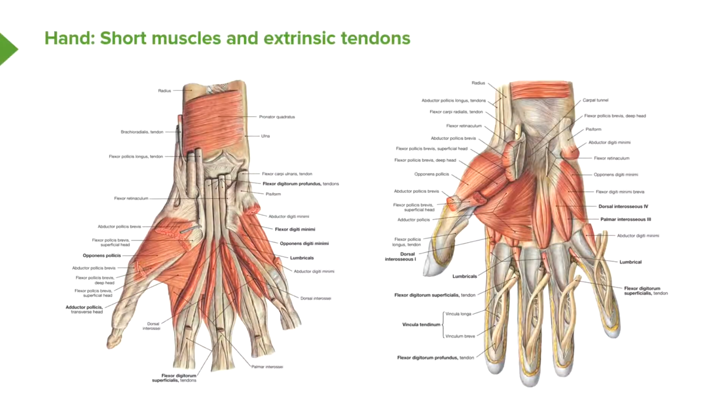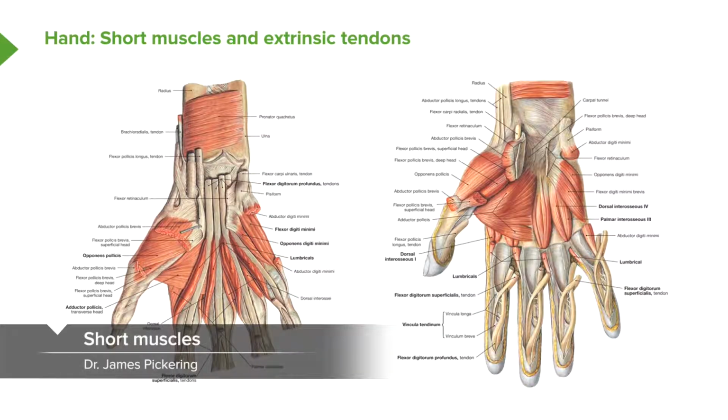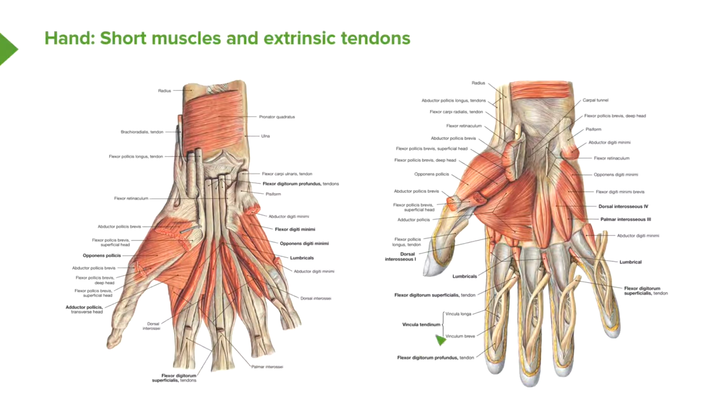So now let's move on to the short muscles and how they're arranged alongside the extrinsic tendons. Here we can see some deep dissections of the hand. We can see that we've cut away some of the tendons and we've opened up the carpal tunnel, and here we've removed some of those tendons as well to look deep and see some dorsal and palmar interossei muscles.